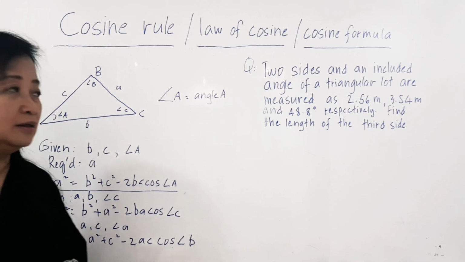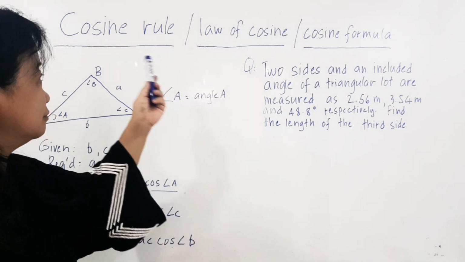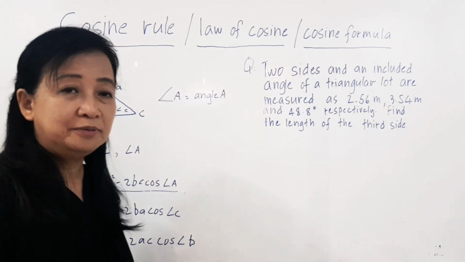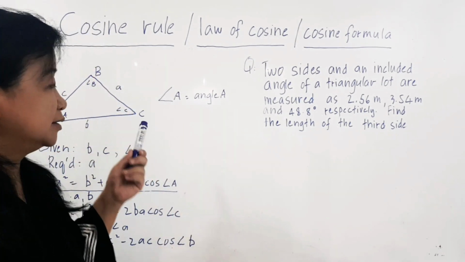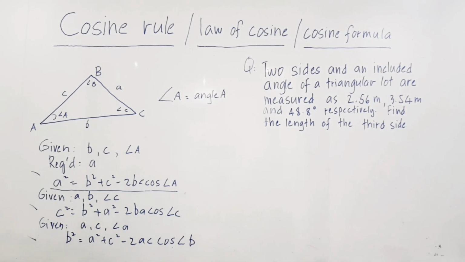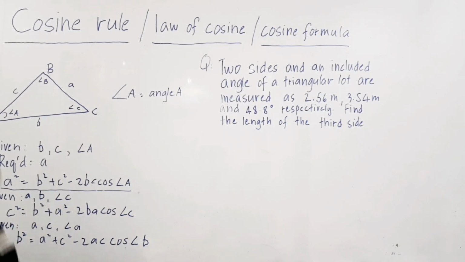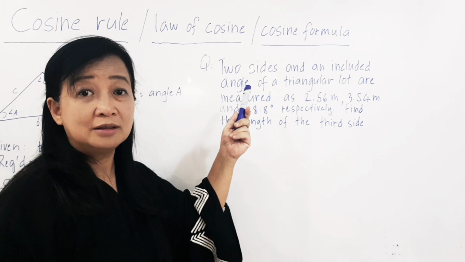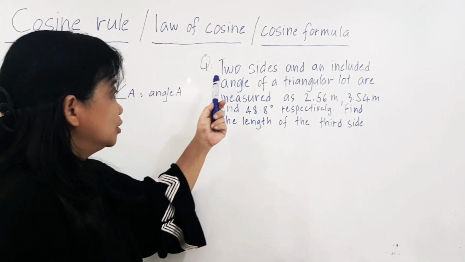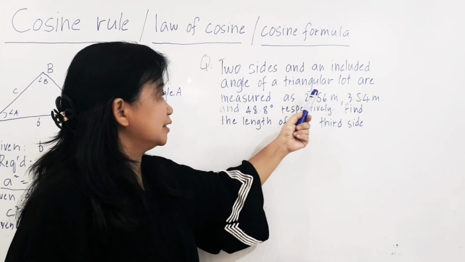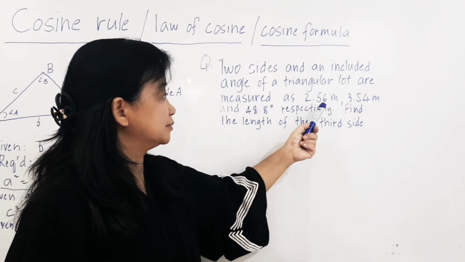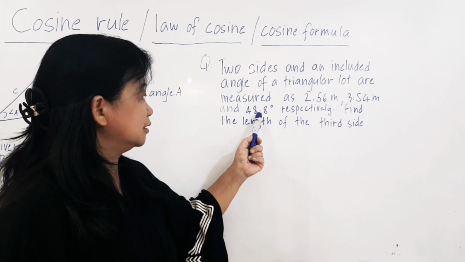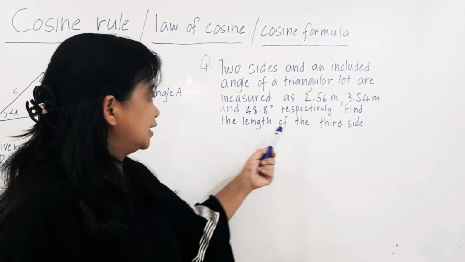Now, we'll give you a sample problem that uses the cosine rule. Now, we have a question here. Sample question, but this was given in the last CE board exam. Two sides and an included angle of a triangular lot are measured as 2.56, 3.54, and 48.8 degrees respectively. That means the included angle is 48.8. Find the length of the third side.